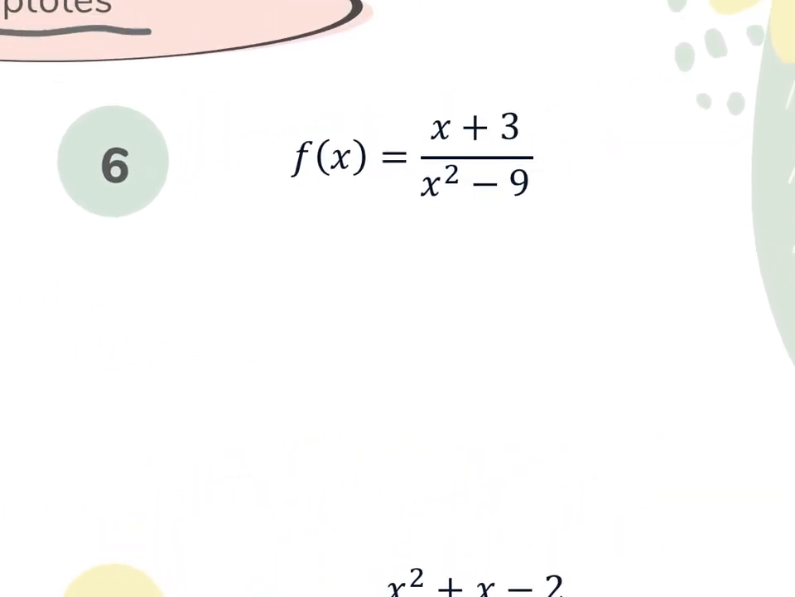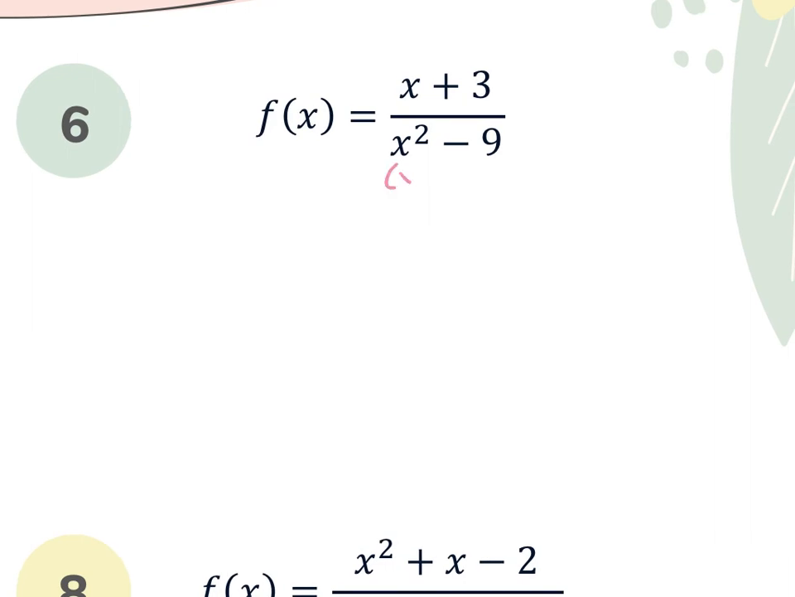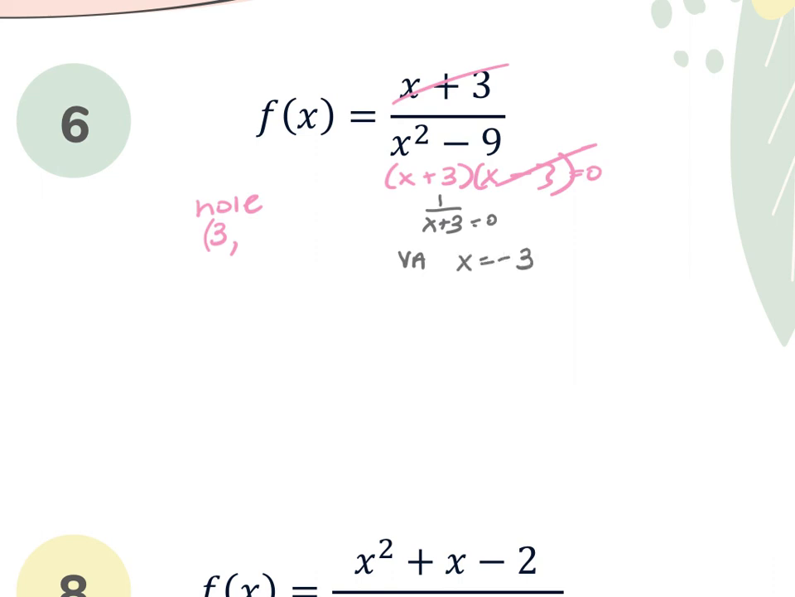Number 6, the top can't be factored, the bottom is x plus 3, x minus 3. Crossing out, so now I know there's a hole. And the hole is where this equals 0, which is at 3. Then I'm going to plug it back in to get the remaining. This becomes 1 over x plus 3 when it's simplified. So to find the vertical asymptotes, there's still 1 at -3.